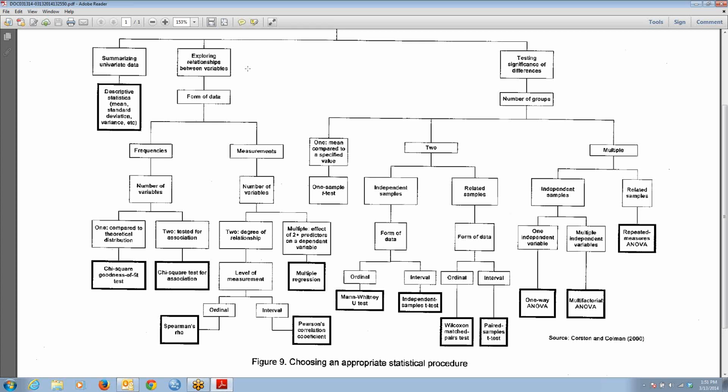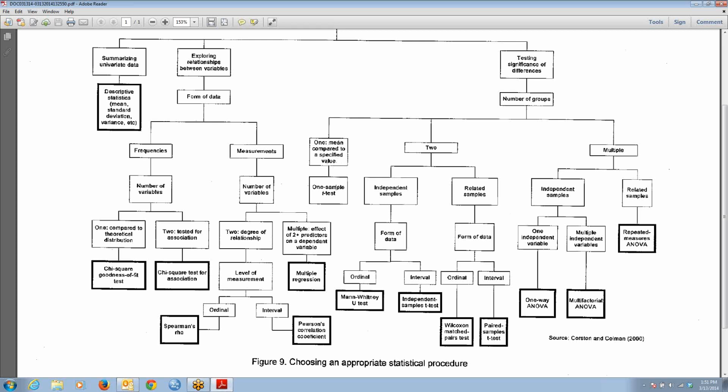Okay. All right, so now let's move to testing significance of differences. And the first question is, how many groups do you have? Let's say that you have just one group. Let's say that we're just looking at psychology graduate students. And we are going to compare our sample to a specified value. Well, that would be a one-sample t-test.